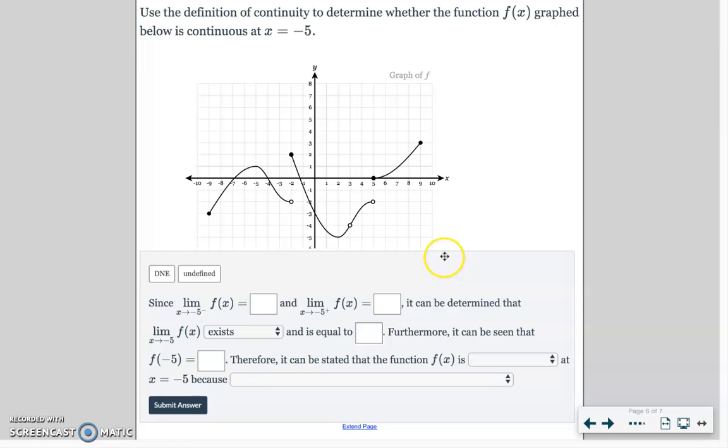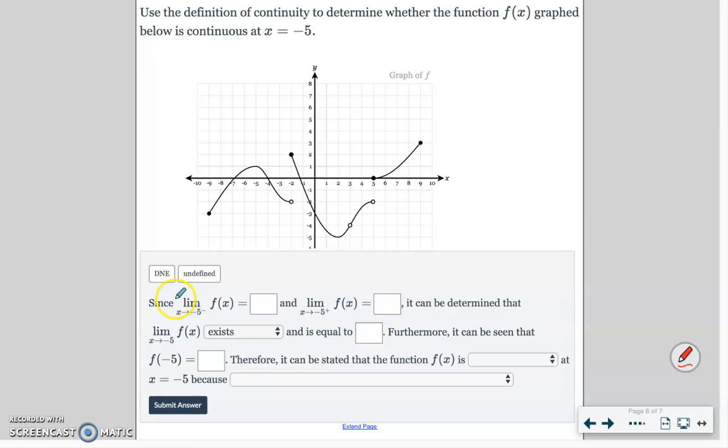Okay, 2 more examples, and these are going to be like what you're going to see on the Delta Math assignment. So it says use the definition of continuity to determine whether the function graphed below is continuous at -5. So this first example I think is kind of easy because it gives you a picture and you're kind of just following the picture.